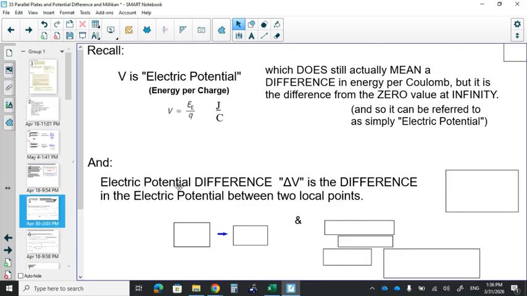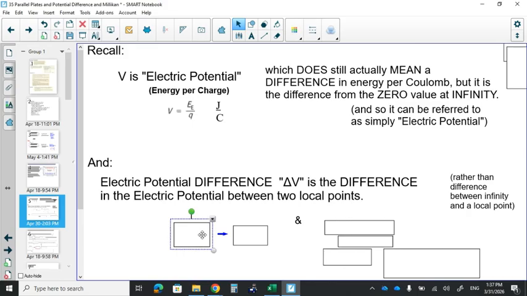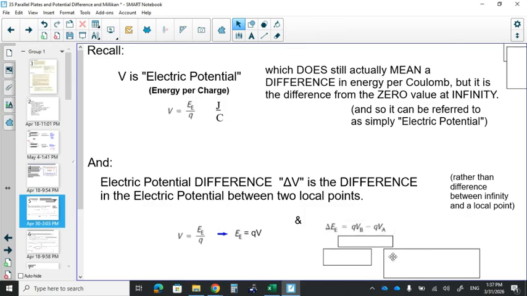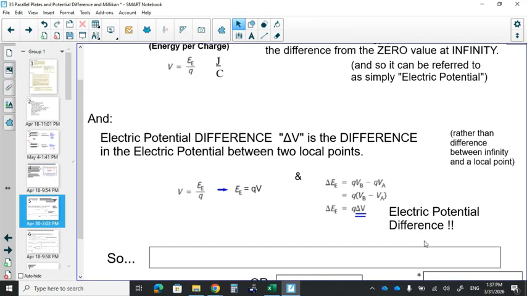And then electric potential difference, delta V, is the difference between two local spots, rather than the difference between infinity and a local spot. So when we look at V, potential itself, it's energy per charge, then delta V is the change in energy per charge. So that could solve to be electric potential energy, QV. And then change in energy is QV final minus QV initial, giving us Q delta V. It's basically just slap a delta V on both ones, but this shows why it's true. And so that's electric potential difference.